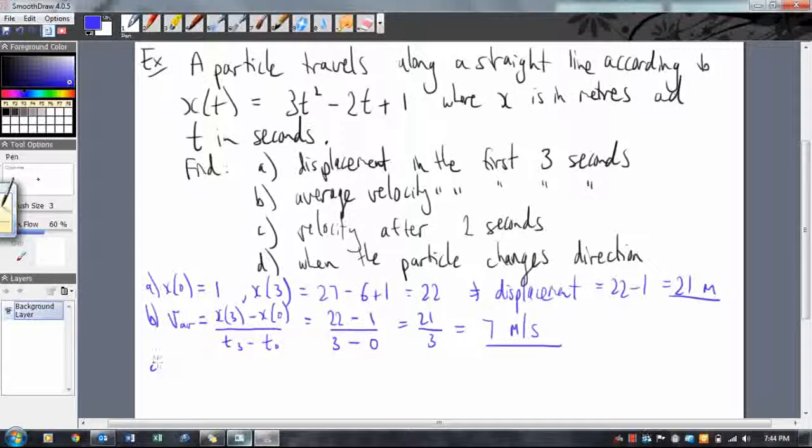Okay, good. Part C, velocity after 2 seconds. So we've got our x of t, x of t is equal to 3t squared minus 2t plus 1. I'm not going to write it, it's going to take up too much space.